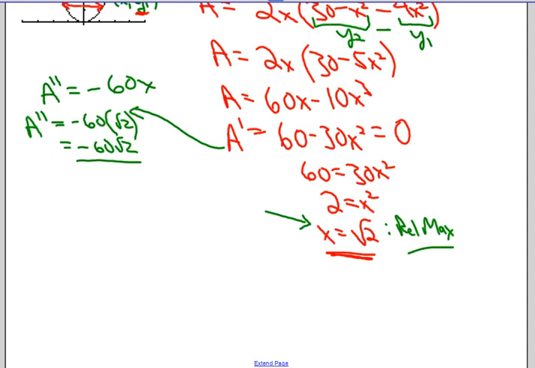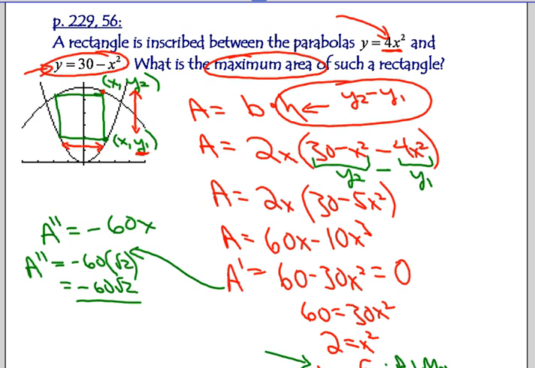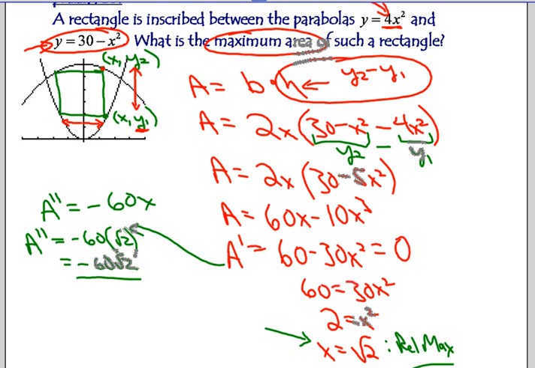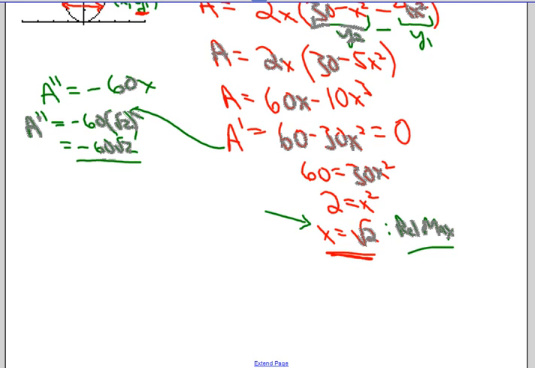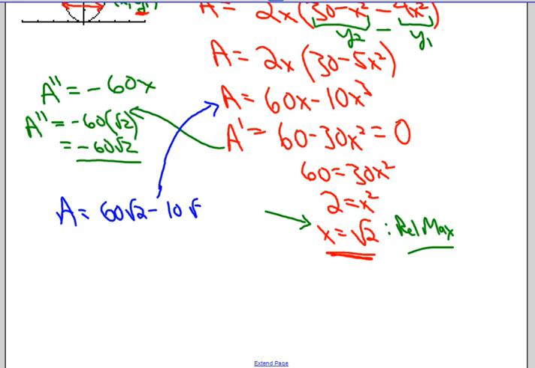Okay, now let's make sure we answer the question. Let's read the question again. We've got a critical point at square root of 2. We've shown it's a relative max. What is the maximum area of such a rectangle? Well, the easiest place to look, I think, is probably right about there, because there's the area. And so our area, we have x is square root of 2, so the area is 60 square root of 2 minus 10 square root of 2 cubed.